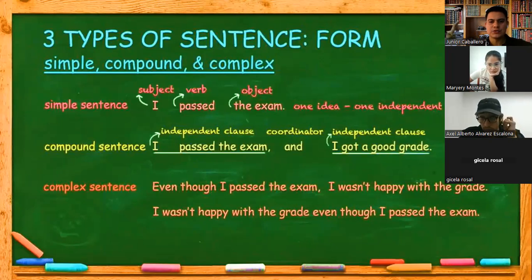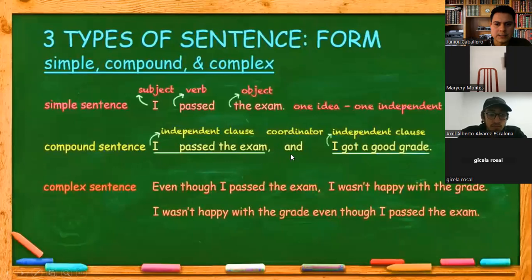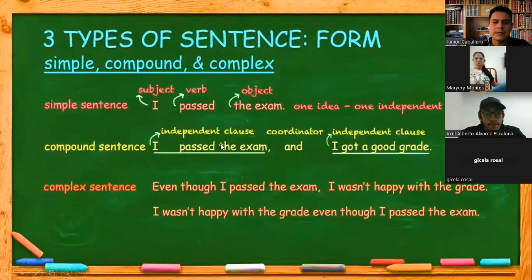So what can I do to join the two sentences together? With a coordinating conjunction: for, and, nor, but, or, yet, so, the ones that I showed you here. This time I'm using the coordinating conjunction and, which is this one. I'm using and, but I need a comma here. So you're going to identify the coordinating conjunction because you're going to see a comma there. For example, this one: I passed the exam, and I got a good grade.